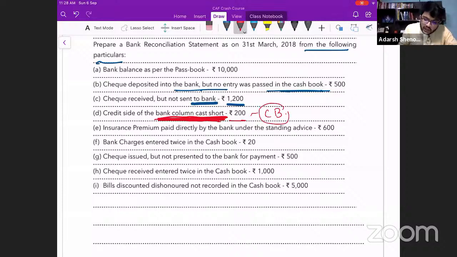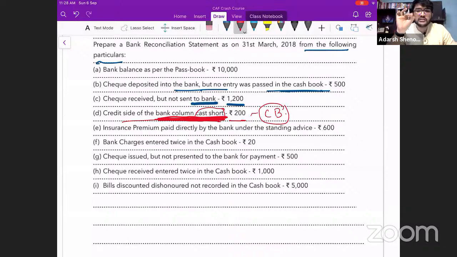Can you tell me which book is affected because of this? Is it the cash book? Yes, it is the cash book. Again I will repeat, credit side of the bank column cash short means you're showing less payments. Totals are lesser. So when you're showing less payments, that means your balance will be more. Simple rule, happy or sad rule.